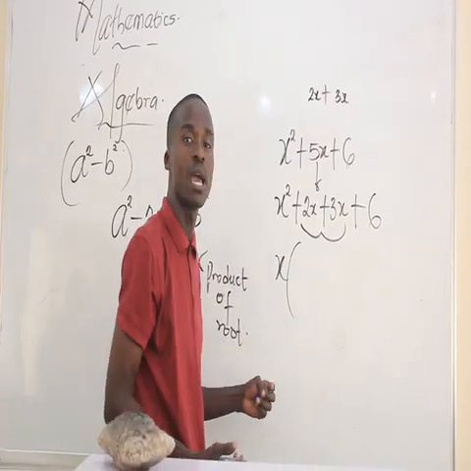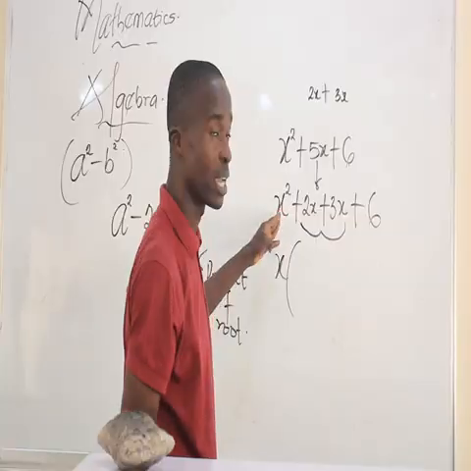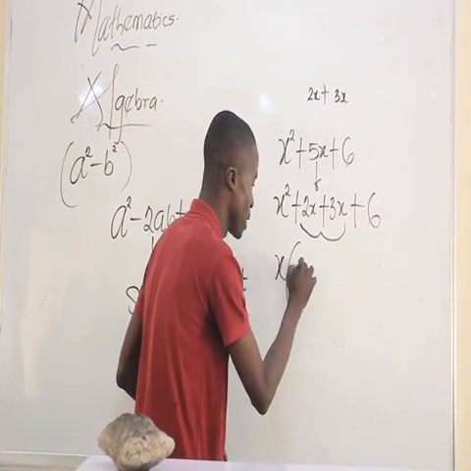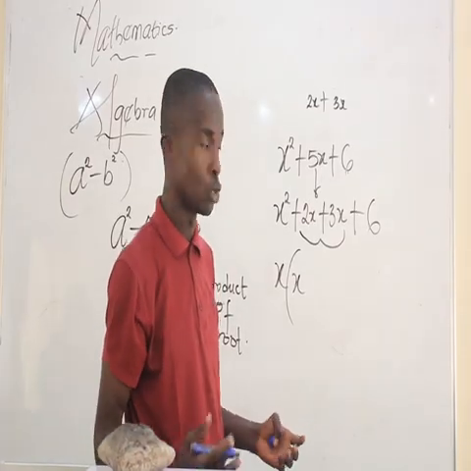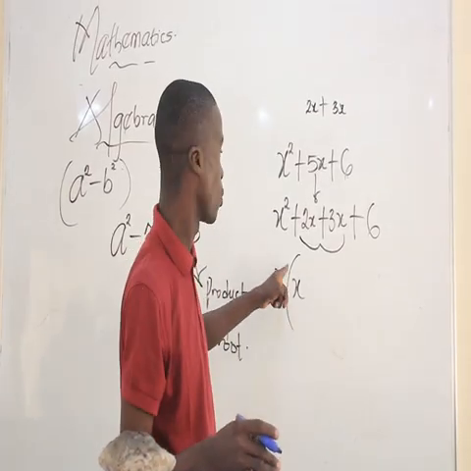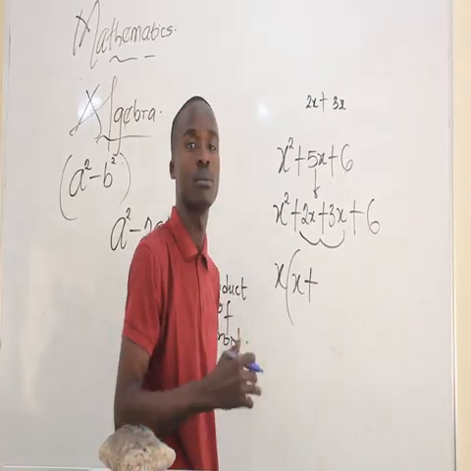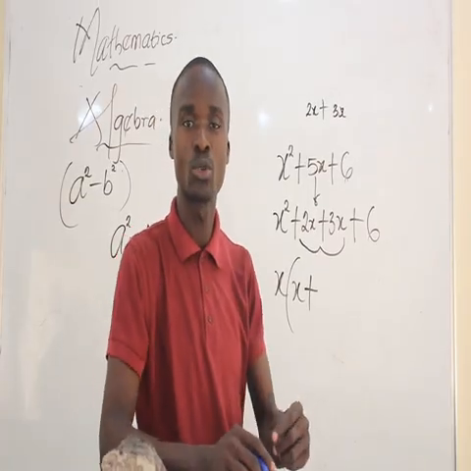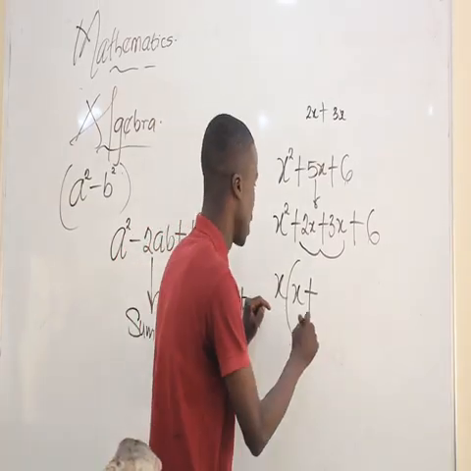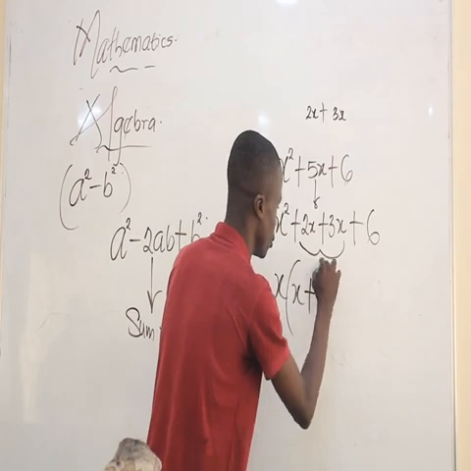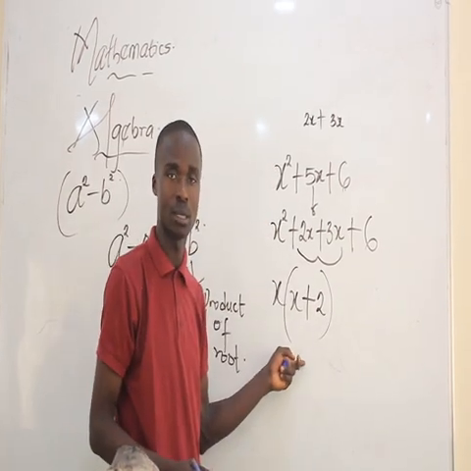So what will you multiply with x that will give you x squared? The only thing you can multiply with x is x. So x times x will give you x squared. Now you have plus, what will you multiply by x that would result to 2x? Now you have x times 2. So you got one bracket already.